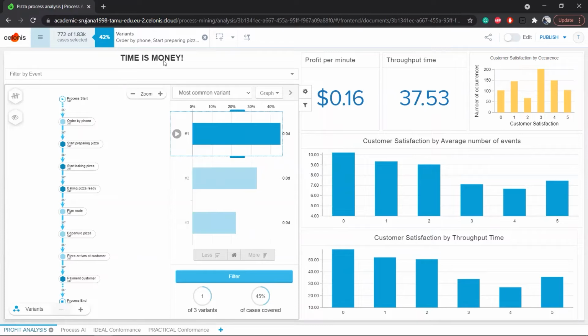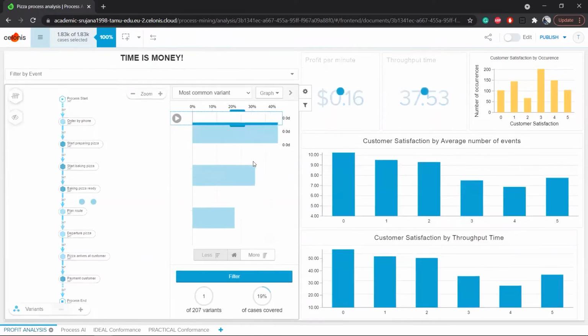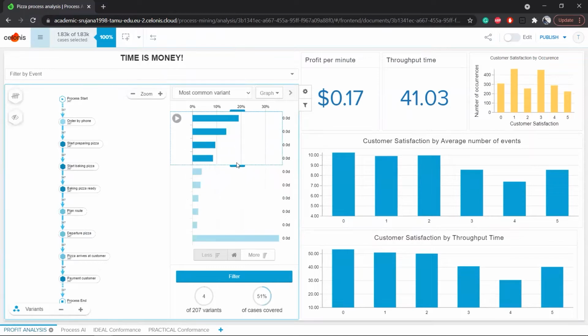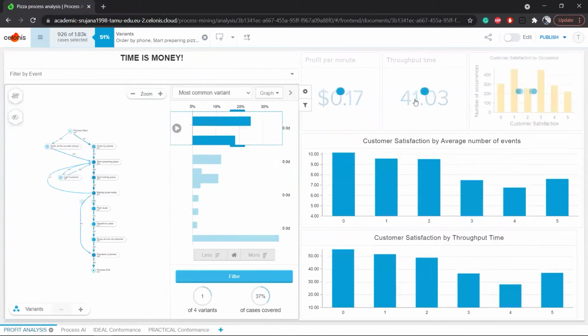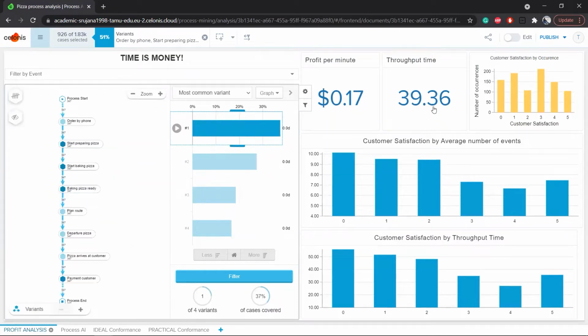Then the filter you can add and remove from here. And if you look at the first four of them and try to look at the throughput time, you can also do that. And as it turns out, it's 39 minutes instead of 41.